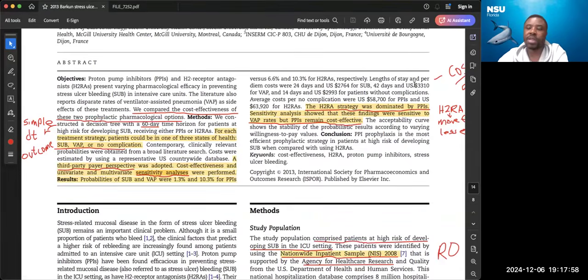So here I was just explaining what cost per diem is, and it's just cost per day. I will explain it in the method. That's why I'm not focusing on this now.